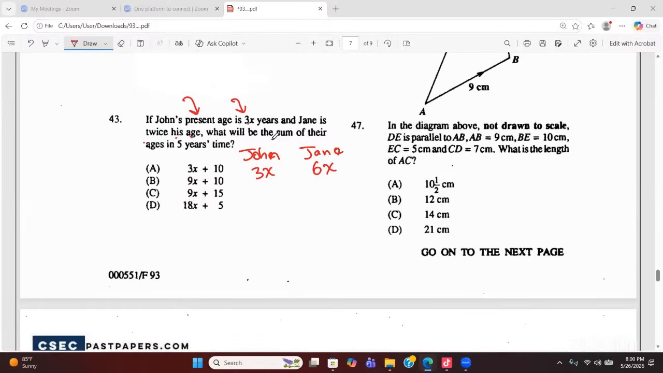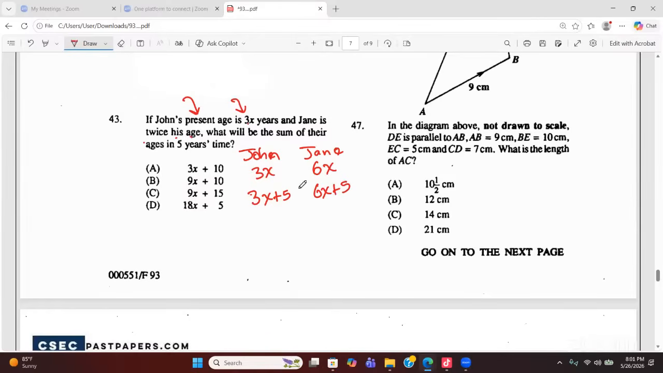What will be the sum of their ages in 5 years' time? In 5 years' time, the sum of their ages will be as follows. Look at what John will be in 5 years. So I'm just going to work it that way. In 5 years' time, John will be 3x plus 5. In 5 years' time, Jane will be 6x plus 5. I'm just saying, in 5 years' time, that's what they'll be.